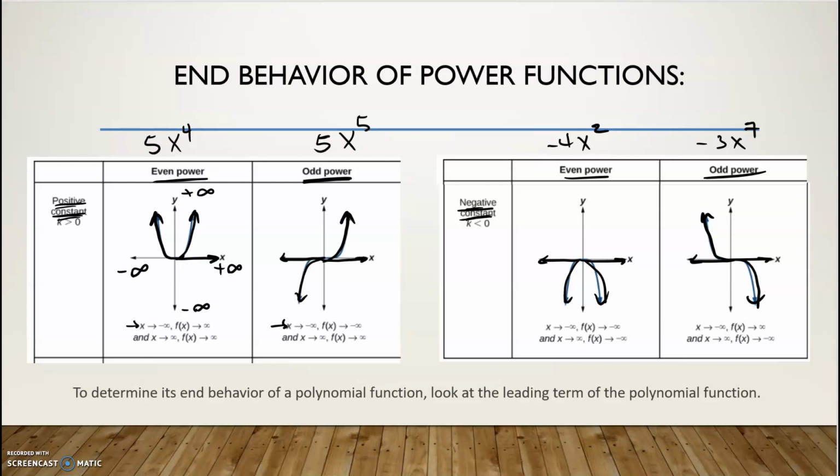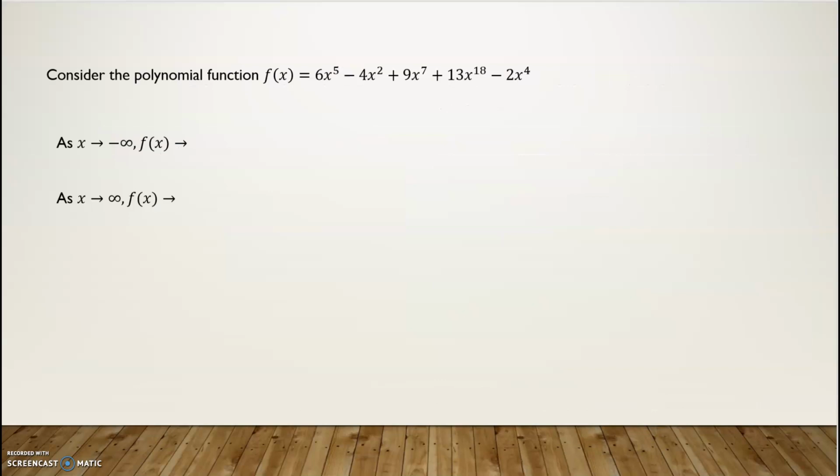Okay, now all of this information I just gave you for power functions is also the same for polynomial functions. We just need to look at the leading term of a polynomial function to see what the end behavior would be. So let's look at this right here. We have a polynomial function, 6x raised to 5 minus 4x squared plus 9x to the 7 plus 13x raised to 18 minus 2x raised to 4. Now the leading term of this one, remember, would have the x value raised to the highest number. So that would be this right here. And let me get that positive in there as well.